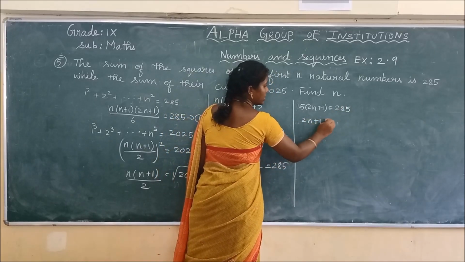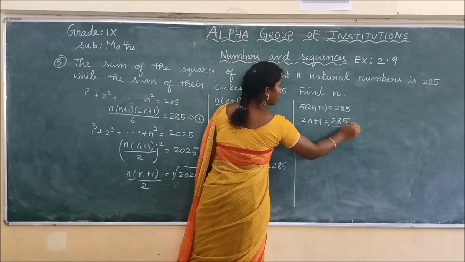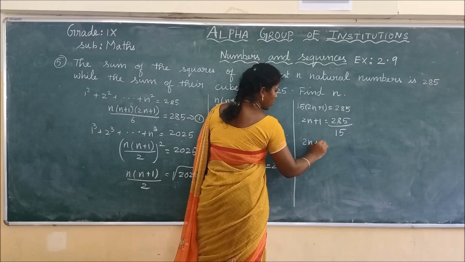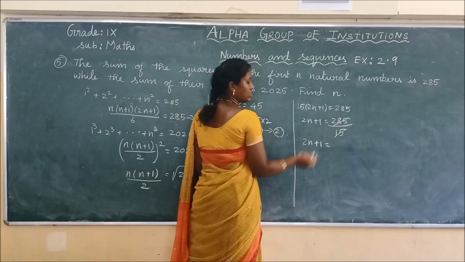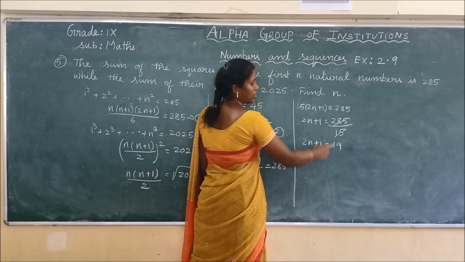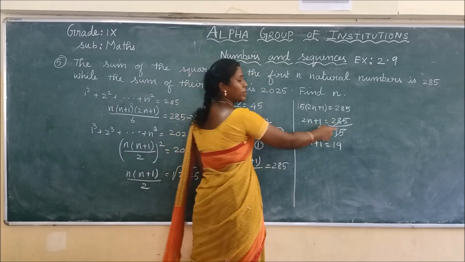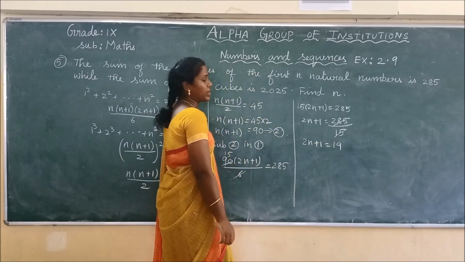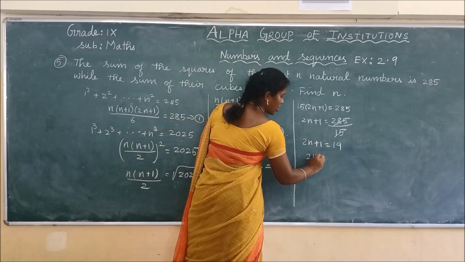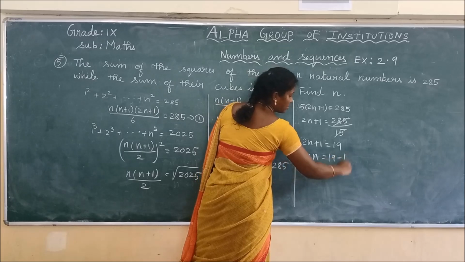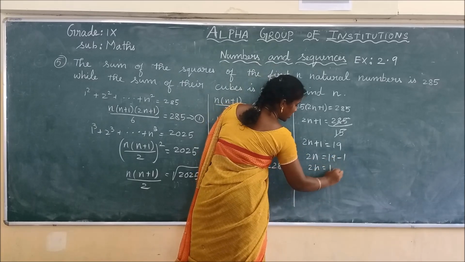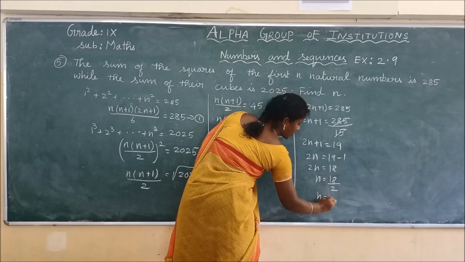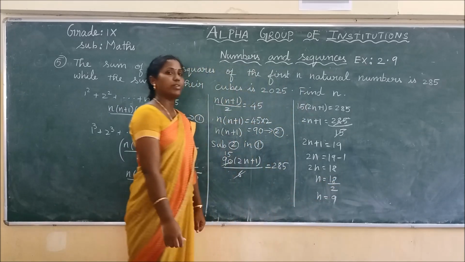So 2n plus 1 is equal to 285 by 15. Isn't it? So 2n plus 1 is equal to, if I simplify this, 19. Because 1 into 15 is 15, the remaining will be 135. 135 divided by 15, 9 times 15 is 135. So 19. So if we solve, 2n is equal to 19 minus 1, that is 2n is equal to 18. So n is equal to 18 by 2. So n is equal to 9. We got the value of 9.